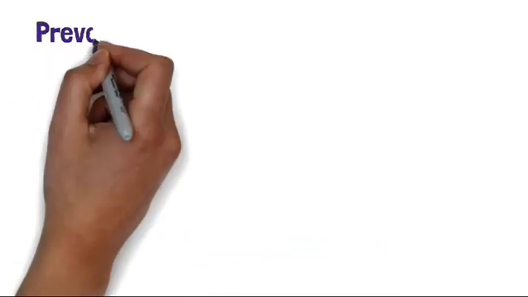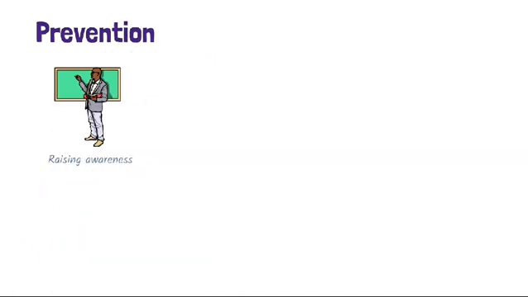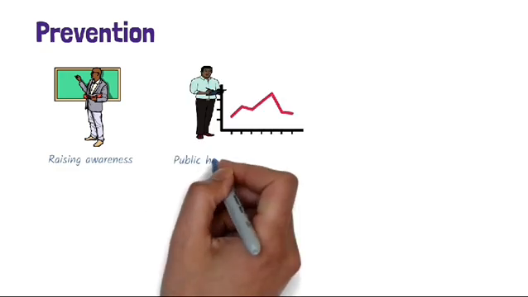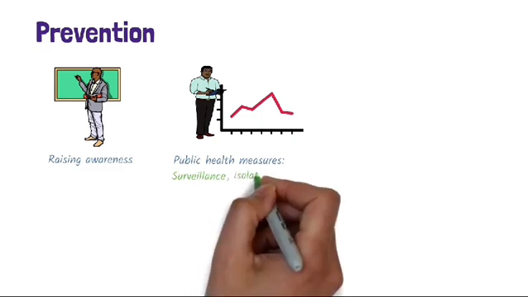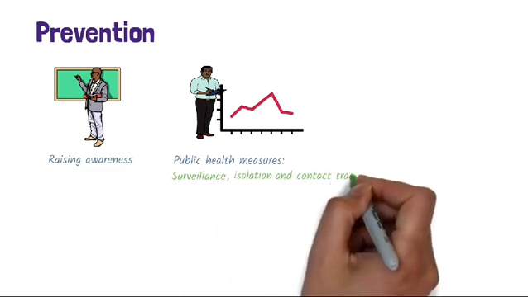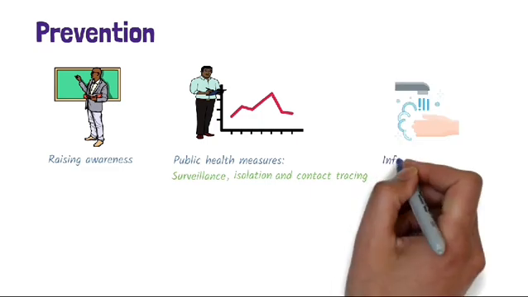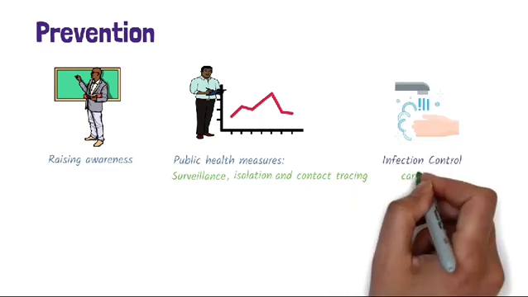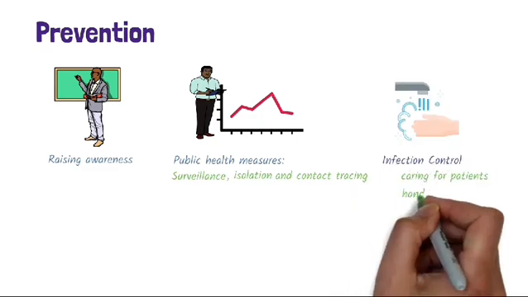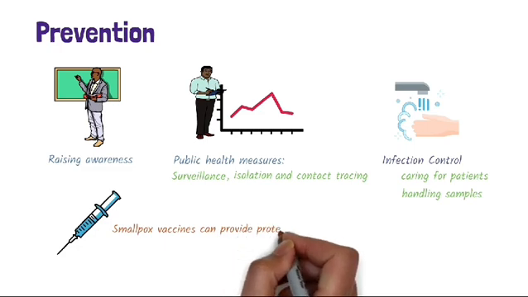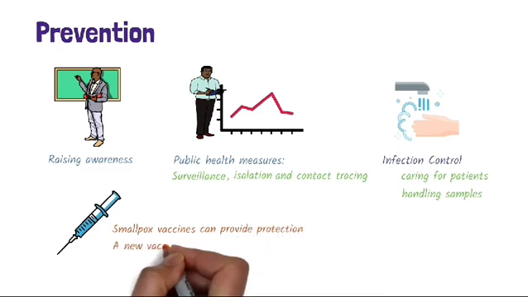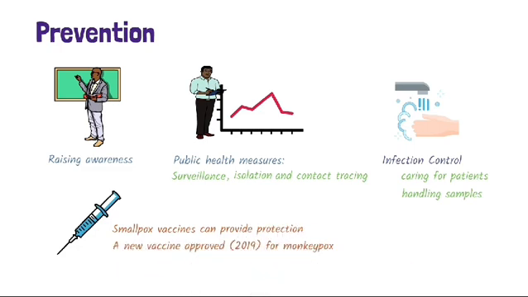How about prevention? Prevention activities include raising awareness of the disease, including risk factors, and public health measures such as surveillance to identify cases, isolating those who are sick, and effective contact tracing. Practicing adequate infection control measures are essential when caring for patients with the disease and handling samples. There are several vaccines developed for smallpox that are also effective against monkeypox. There is a new vaccine that has been approved for the prevention of monkeypox.